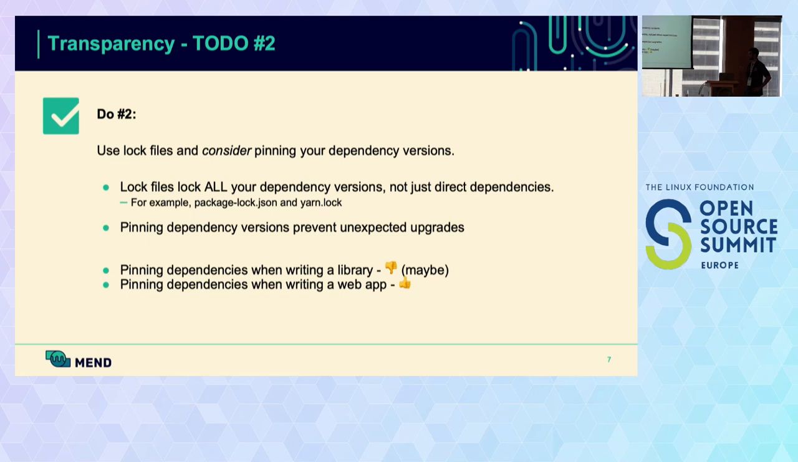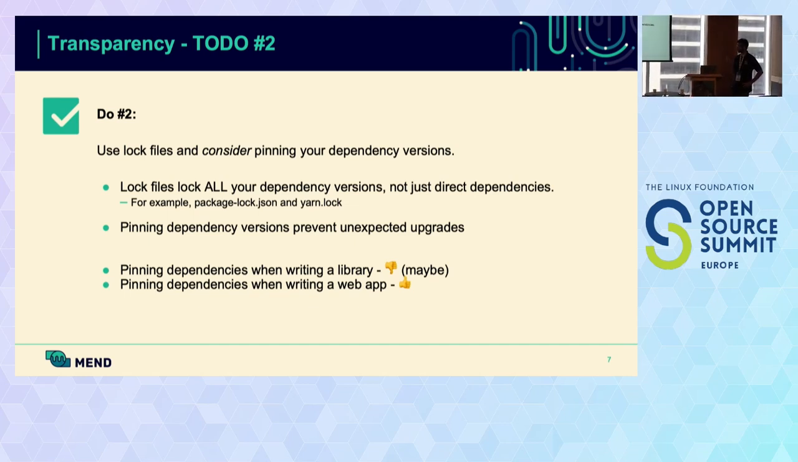And the reason that this is important is because it creates a situation where if somebody clones your repo and builds your app, they're going to be using the exact same dependency versions that you were using when you were building and testing your app. And this helps resolve many "works on my machine" types of issues. So it's a good practice to use a lock file.